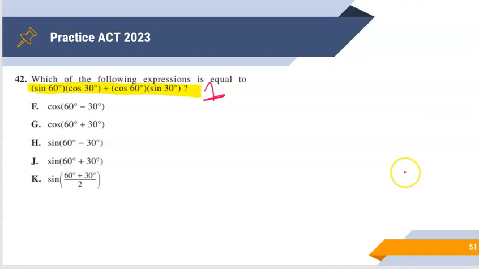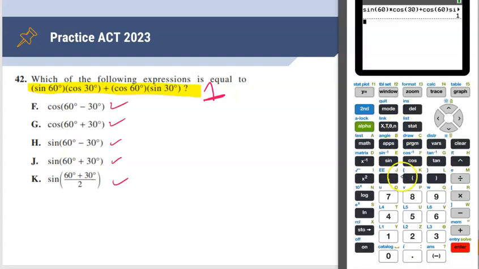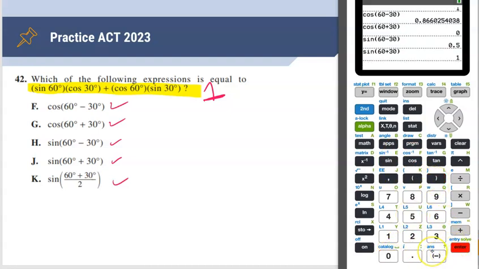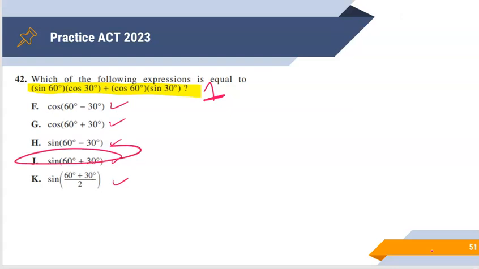So we're looking for when do we get an answer of 1 here. So I'm going to start typing these in and see which one of these gives me an answer of 1. So cosine of 60 minus 30. Nope. Cosine of 60 plus 30. Nope. Sine of 60 minus 30. Nope. Sine of 60 plus 30. Yep, got an answer of 1. It's got to be choice J.